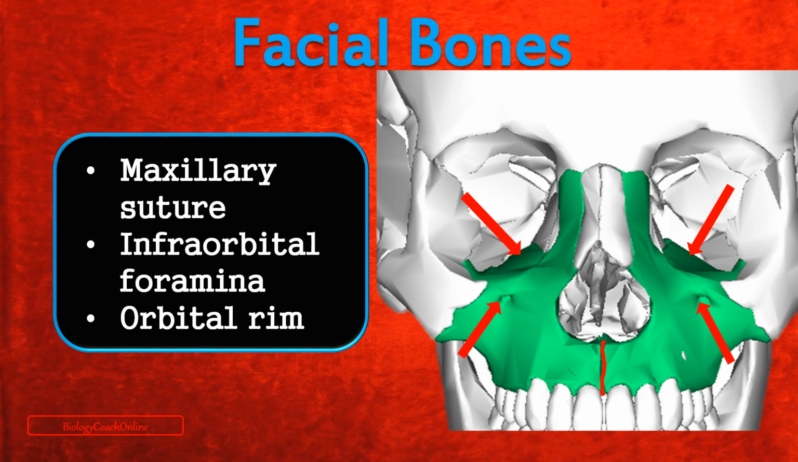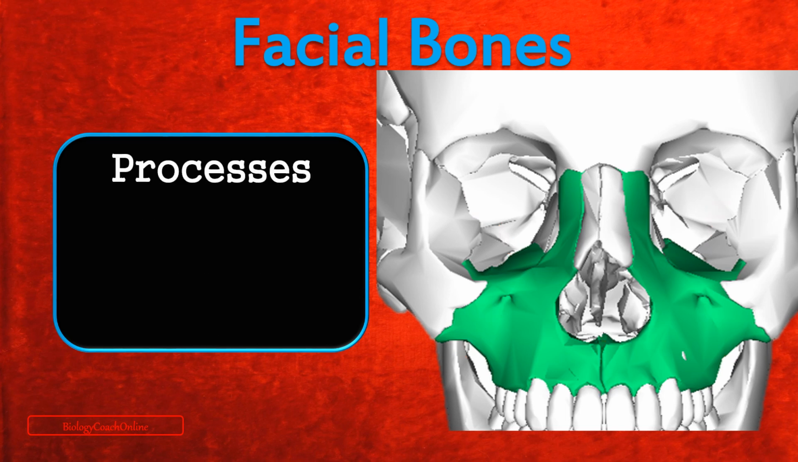Now, there are a number of processes associated with the maxillary bones, as you might imagine, as the largest facial bones are going to articulate with many other bones. Now, remember what a process is. A process is a significant extension of a particular bone that articulates with another bone. And so we have the frontal process of the maxillary bone that articulates with, obviously, the frontal bone. Now, there are two maxillae, so we have two frontal processes, here and here.